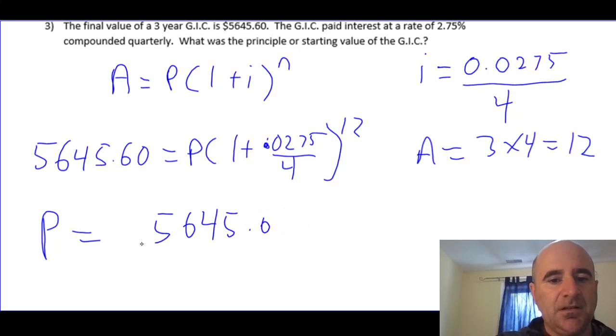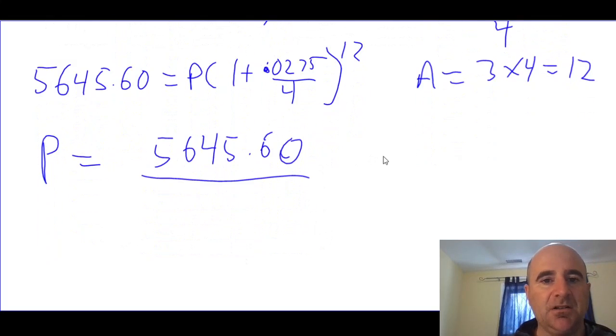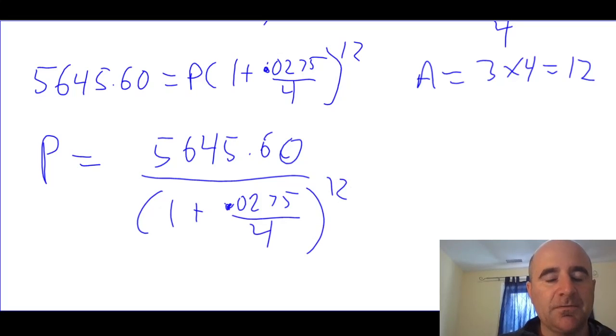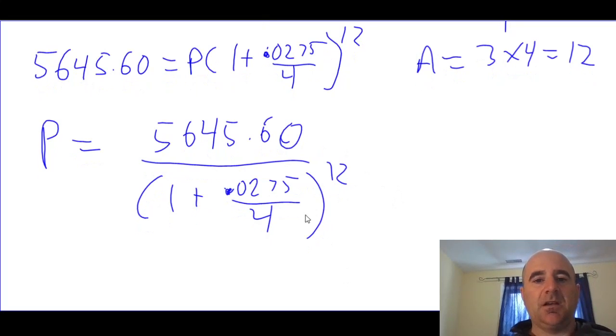5,645.60, oops, sorry, all divided by 1 plus 0.0275 over 4. Again, that's a decimal there, to the power of 12. You can do all that on your calculator. You just need to be really careful that you get it correctly.